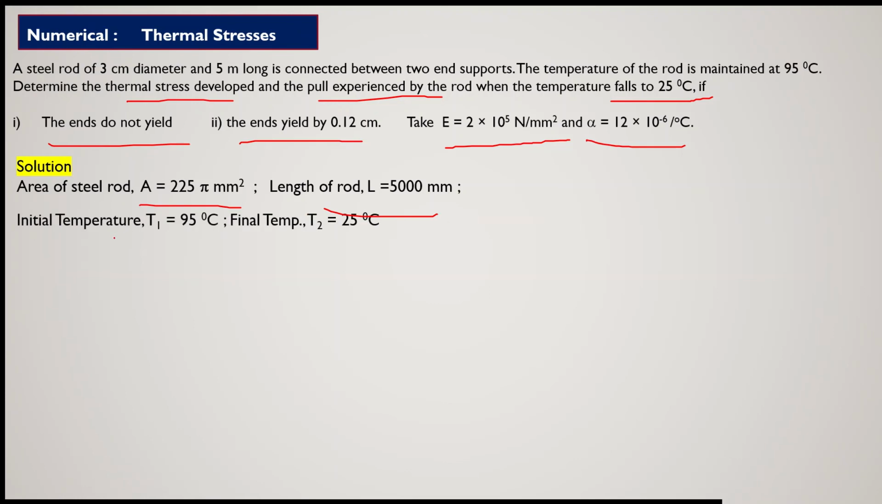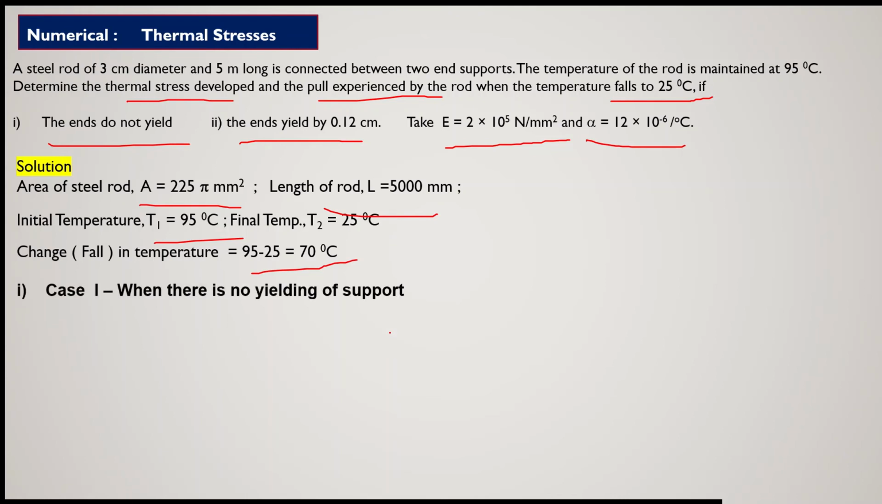Initial temperature T1 of the member is 95 degrees Celsius. Final temperature T2 is 25 degrees Celsius. So the change in temperature is 70 degrees Celsius. First, case number 1, when there is no yielding of support. That means there is 100% restriction, no yielding of support, and it means that the extension will be 0.